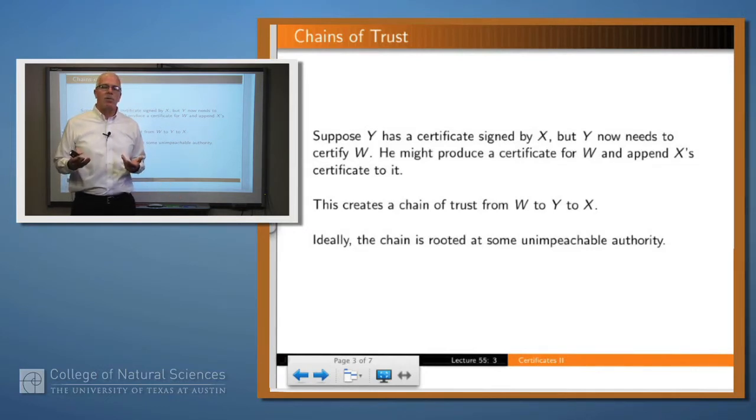Well, what one might do then is attach the certificate that X gave to Y to this new certificate, and then you establish a chain of these things, right? So W is vouched for by Y, who's vouched for by X. And you can have a chain of an arbitrary length, but it should be the case that this chain of certifications is grounded somewhere in some hopefully unimpeachable authority that everybody's going to believe.